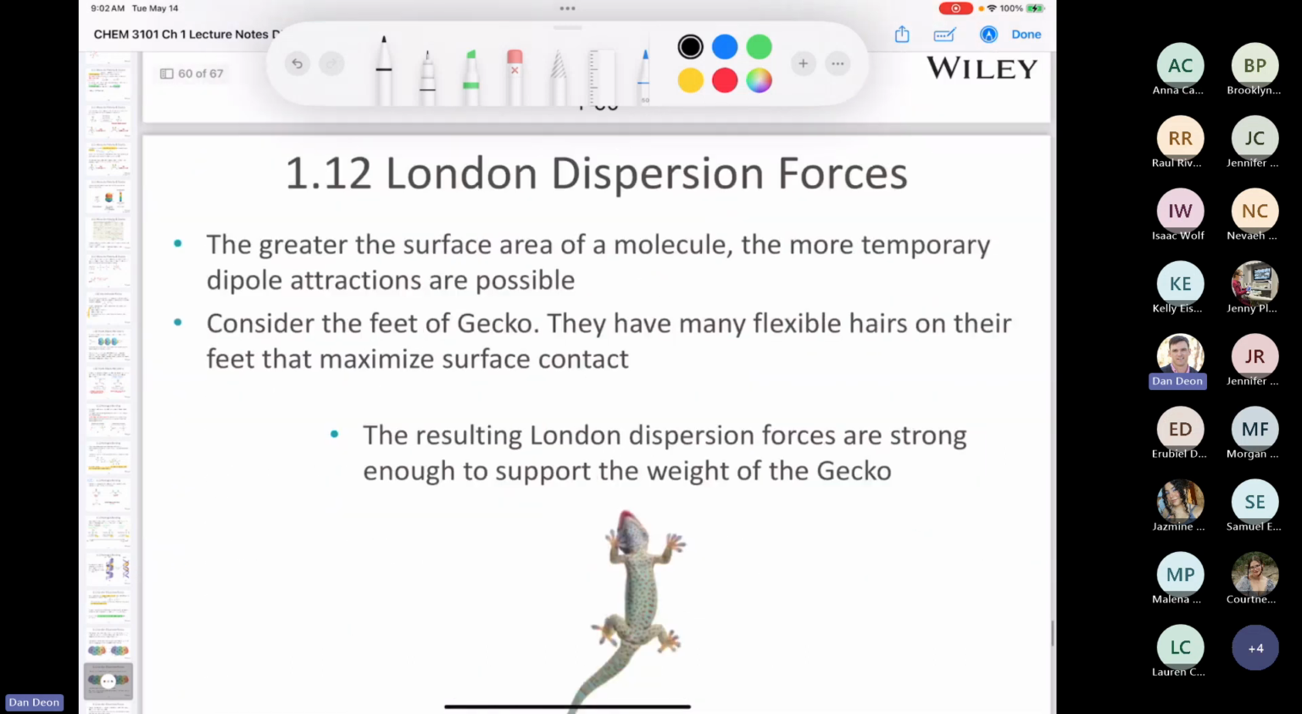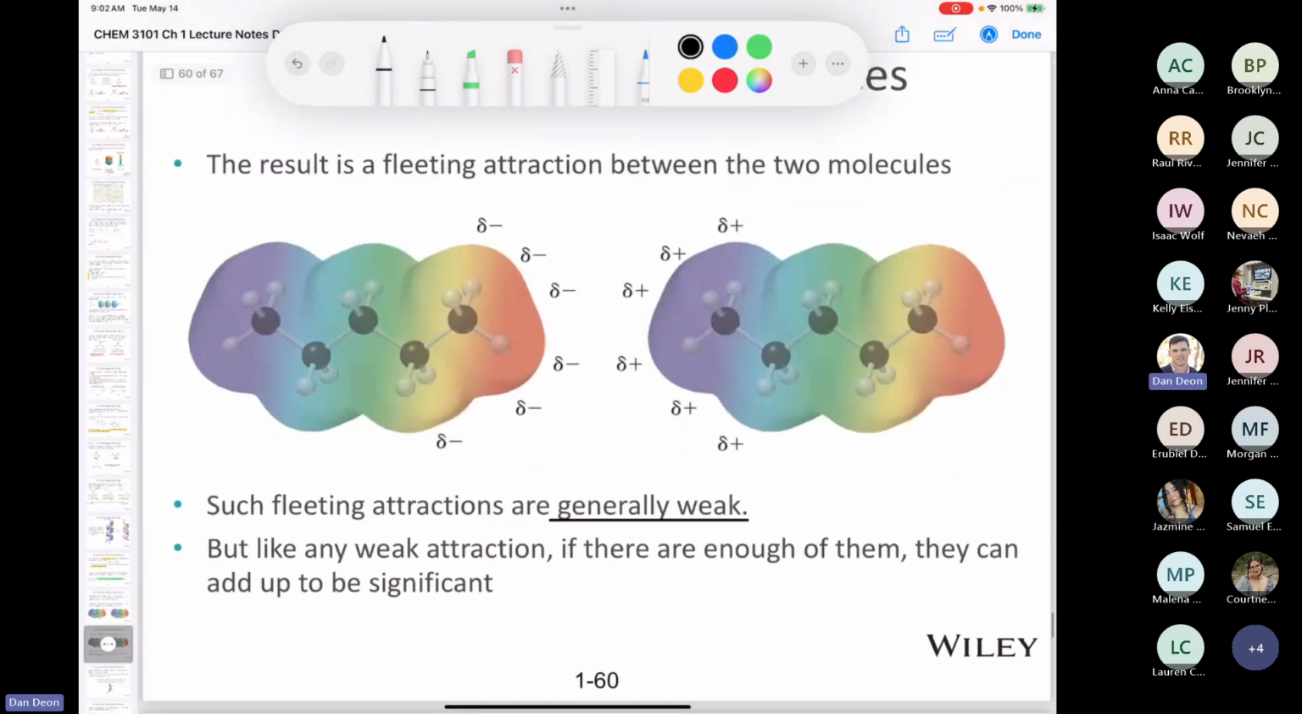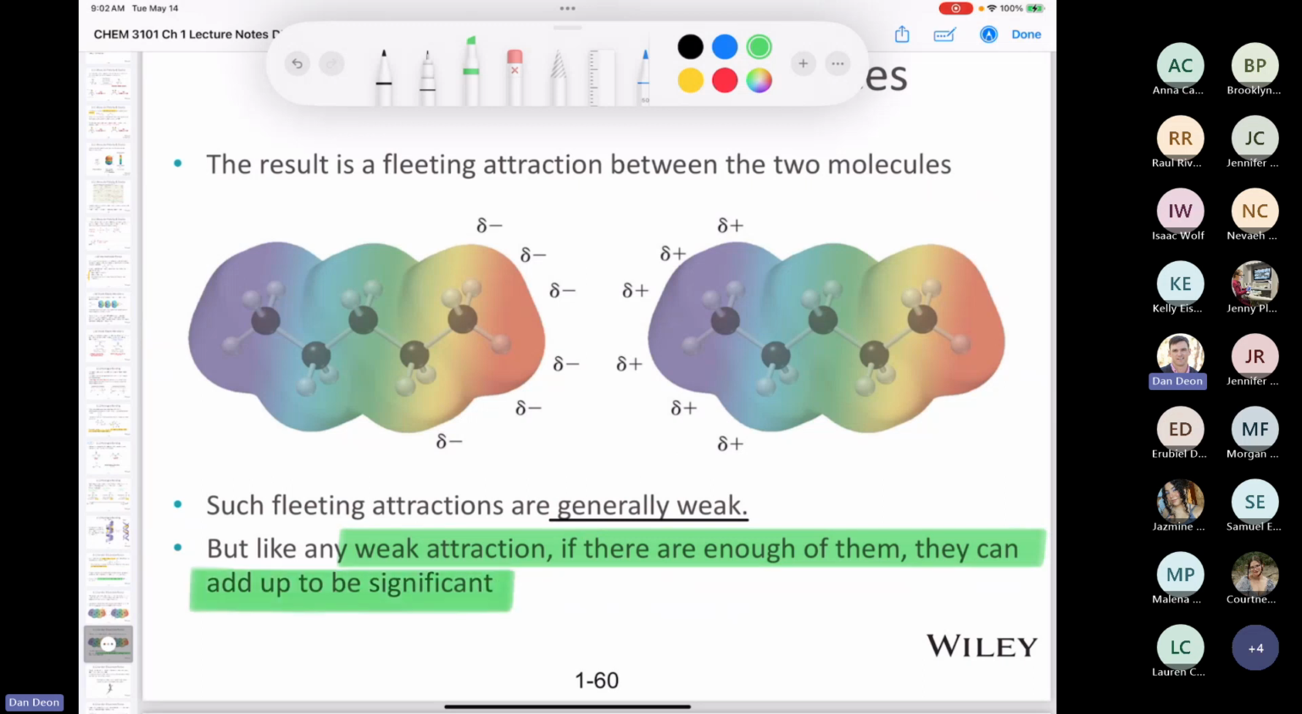Let me give you another quick example. It's a weak force of attraction, but if you have enough of them, they can add up to be significant. Has anybody here ever heard of Velcro before? Sometimes you can buy Velcro shoes. My son has Velcro on one of his shoes. If you look at Velcro, you have the little hooks and then the little fuzz, and the fuzz gets stuck in the hook.